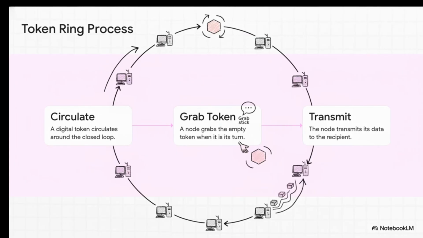To solve that messy collision problem of the bus, engineers came up with the ring topology. Imagine a bus topology, but looped into a closed circle. Here, the network uses a peer-to-peer speaking stick method, kind of like a digital kindergarten circle, called a token. This digital token just circulates continuously. If a computer wants to send data, it actually has to wait its turn, grab the empty token, attach the data, and send it along. The data then flows unidirectionally, usually clockwise, passing through all the intermediate computers until it finally reaches its destination.